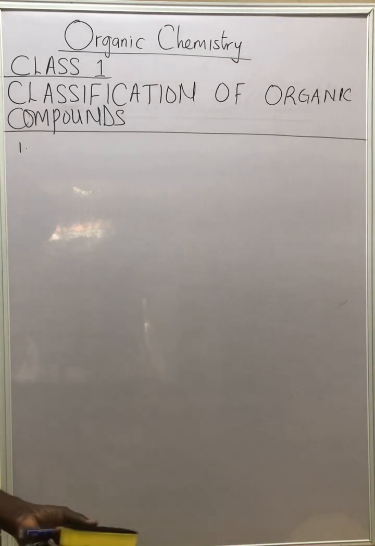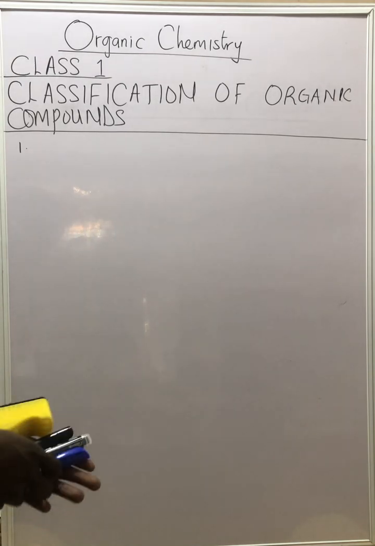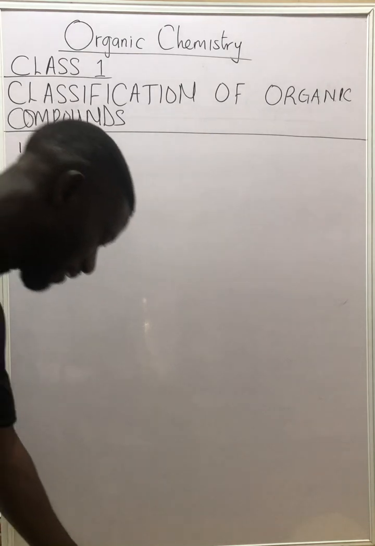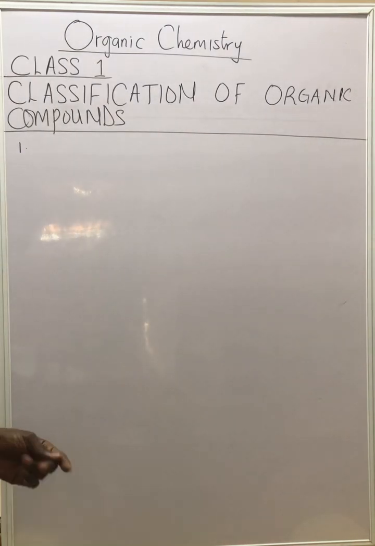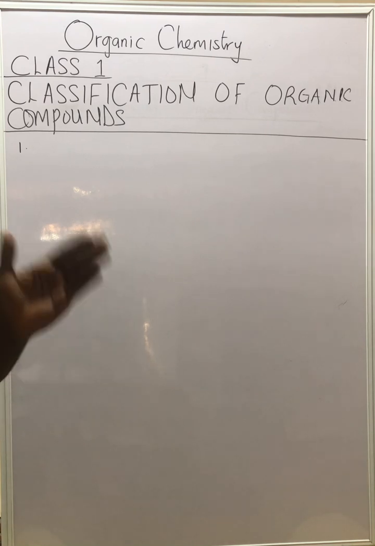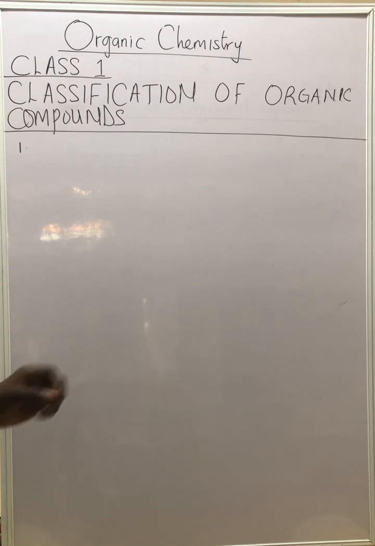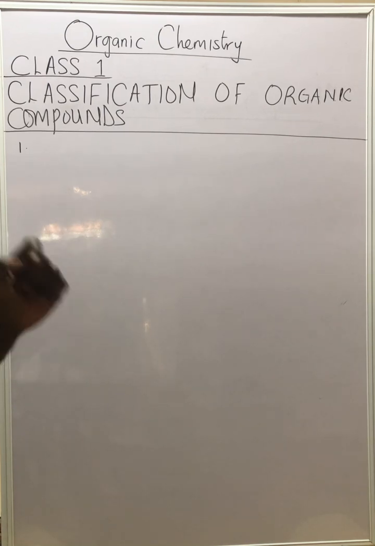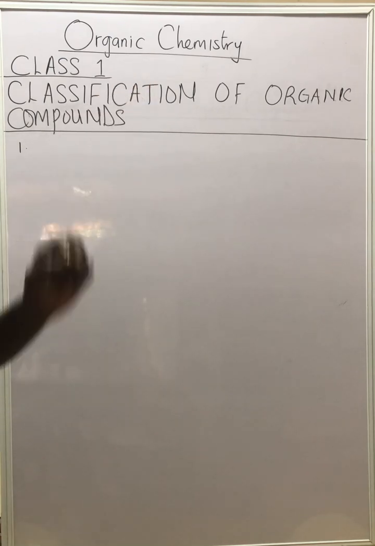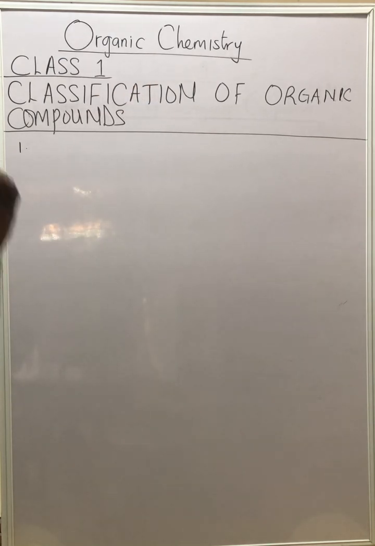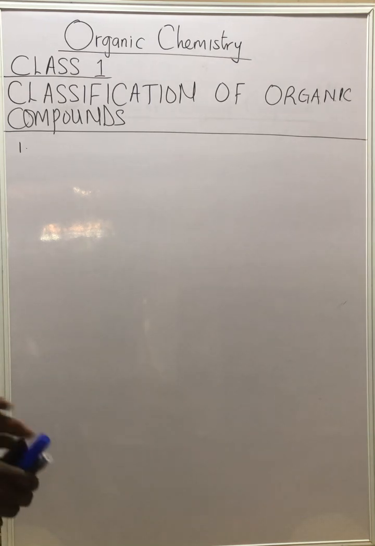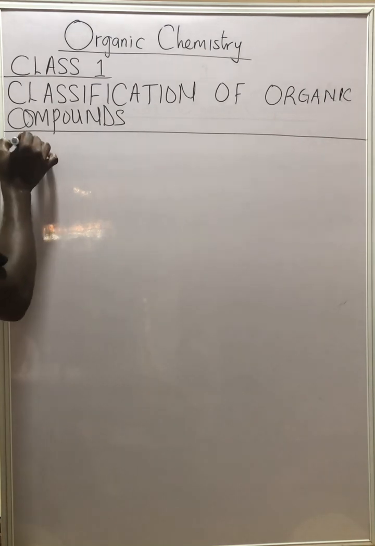In this video, I'm going to look at classifications of organic compounds. And in chemistry, we have both organic and inorganic compounds. But in this video, because it is the first video I am doing on organic chemistry, it will be better for us to know the type of compounds we have in organic chemistry. So, organic compounds can be classified in various ways. But in this video, I will classify them into two.